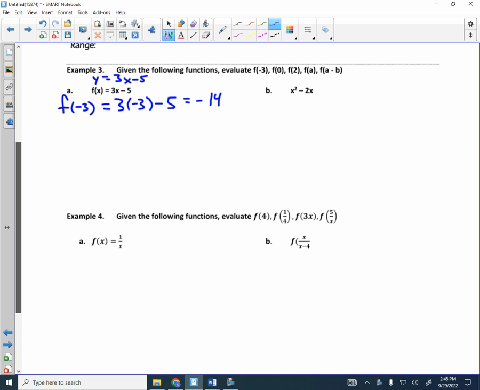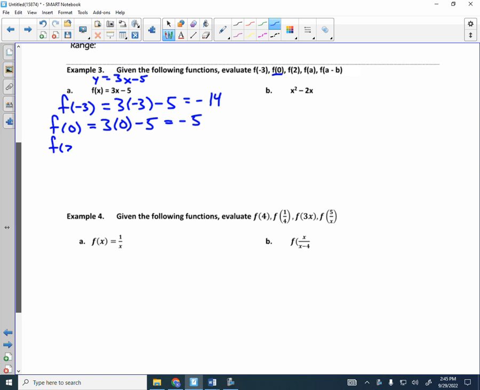It says to evaluate f of 0. So now I take my x, and in the place of x, I plug in a 0. 3 times 0 is 0, minus 5 is negative 5.